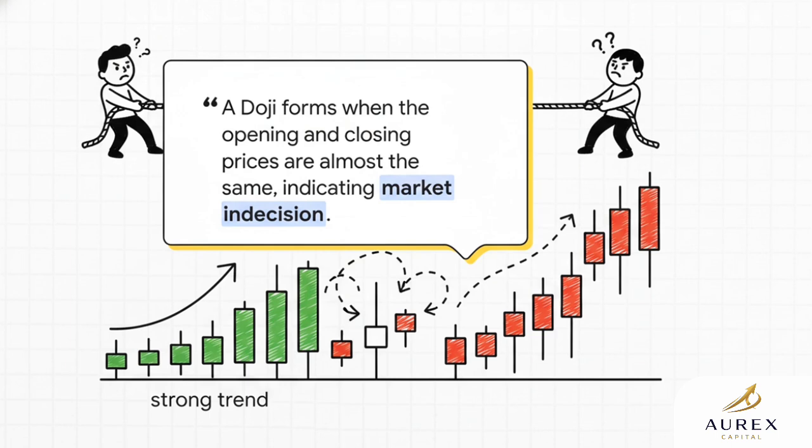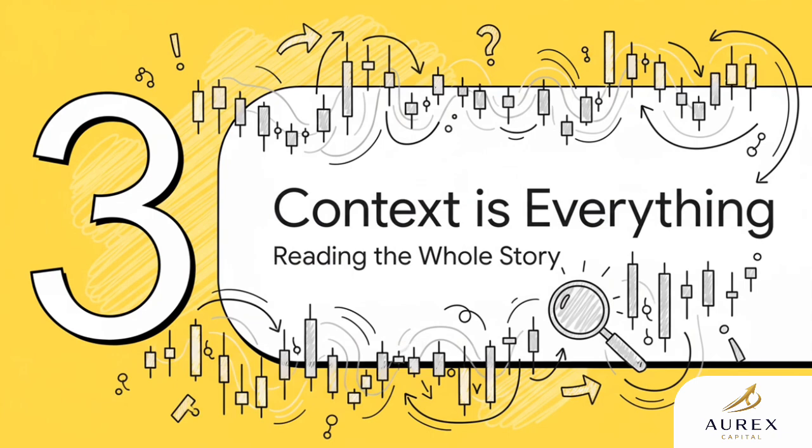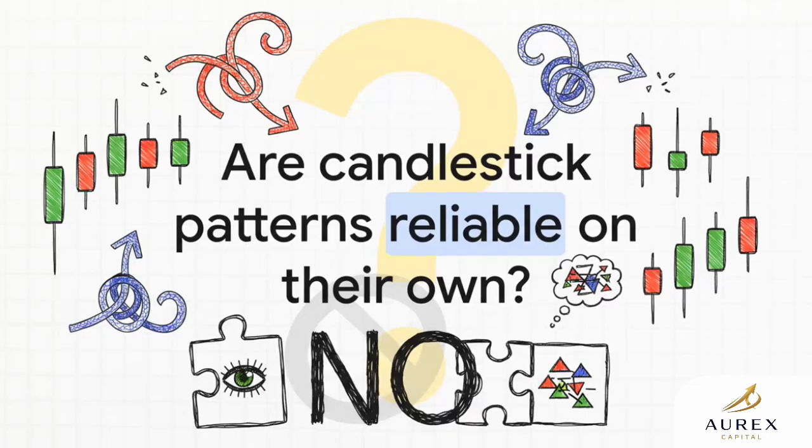And when you see a doji after a long, strong trend, it can be a huge warning sign that the trend is losing momentum. All right, I need you to lean in for this part, because it might just be the most important thing we talk about today. Just recognizing a pattern isn't enough. A hammer, or a doji on its own, is pretty much meaningless without understanding the bigger picture. Context is everything.